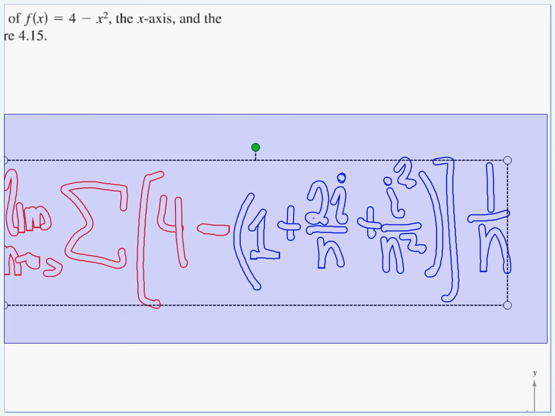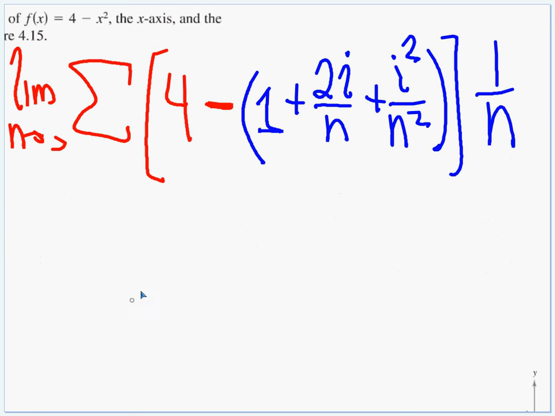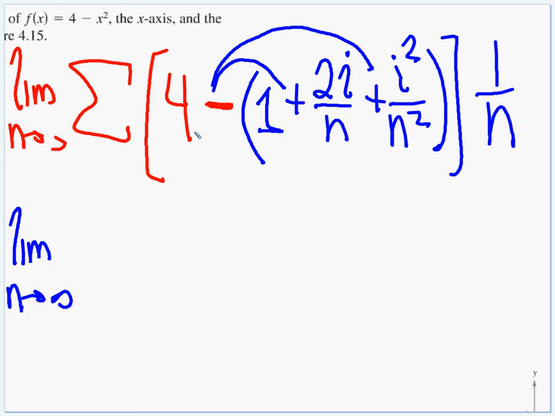So let's see here. I'm trying to minimize recopying as much as possible. We are going to distribute this negative and also distribute the summations. So let's kind of do that all in one step. The limit as n goes to infinity. So we're going to distribute the 1. So you're going to have a 4 minus 1 or 3. So we're going to have a summation of 3.